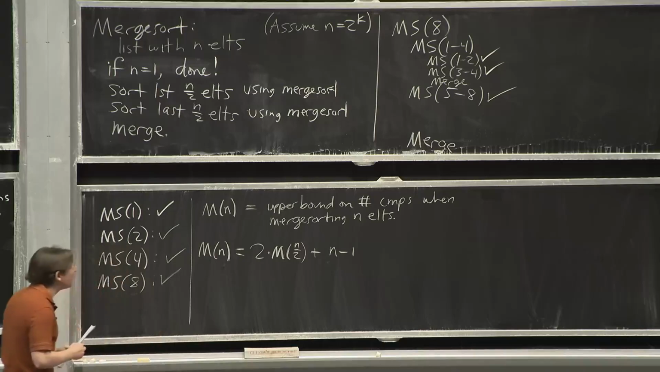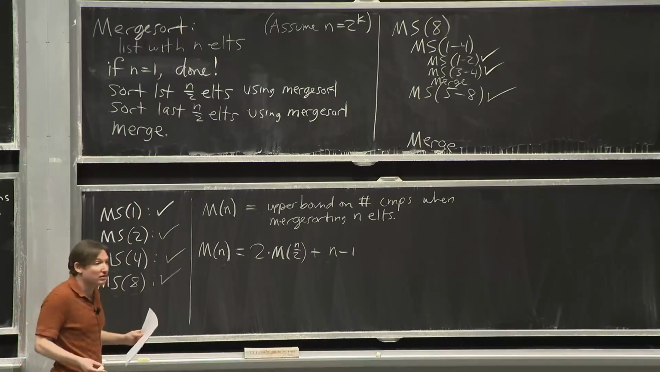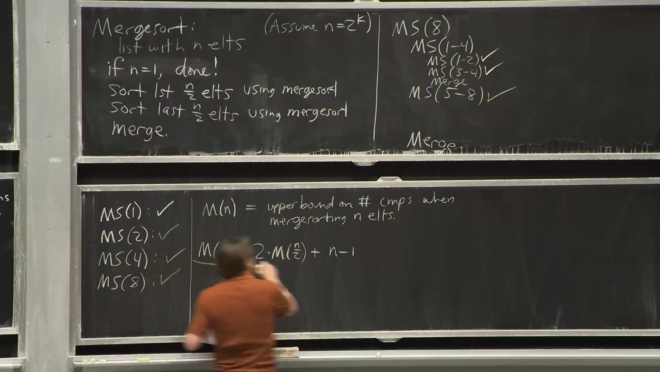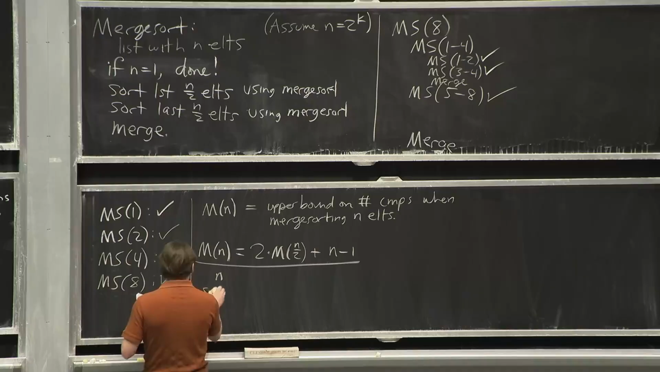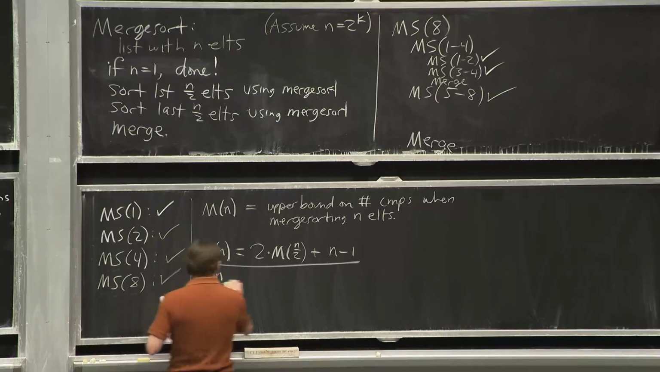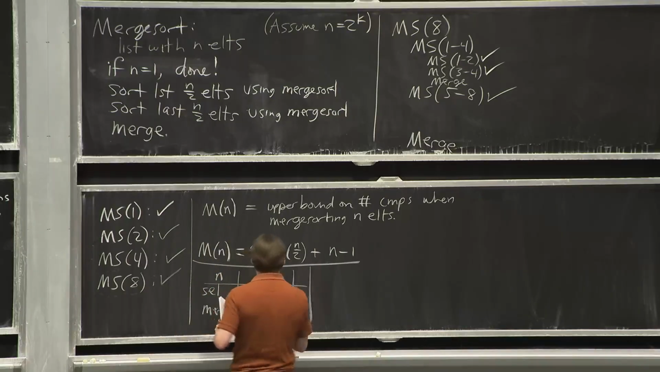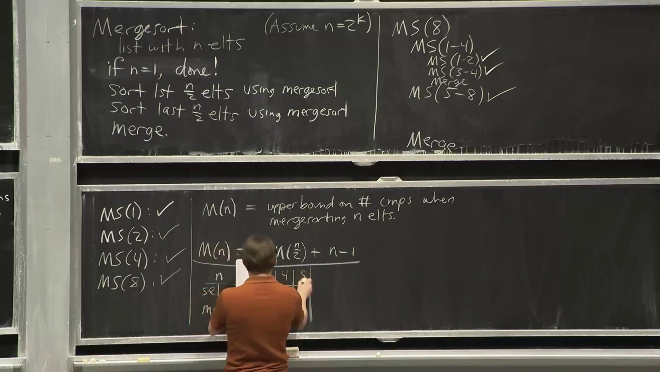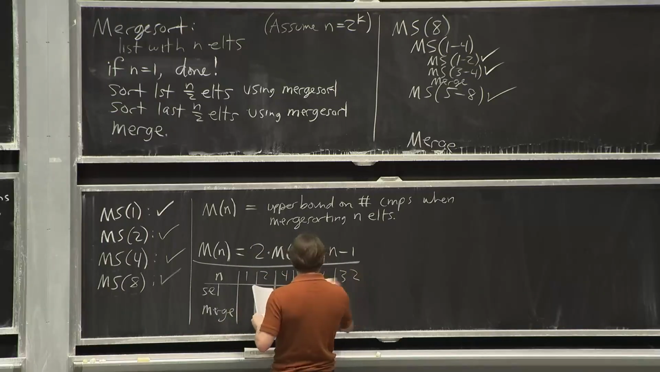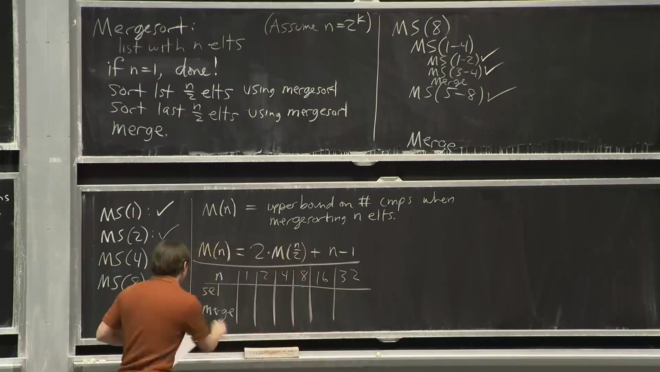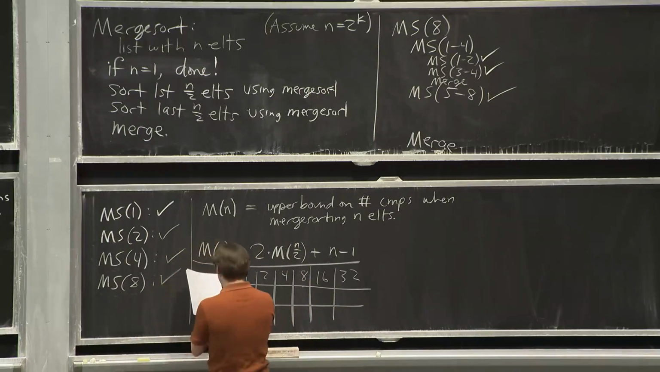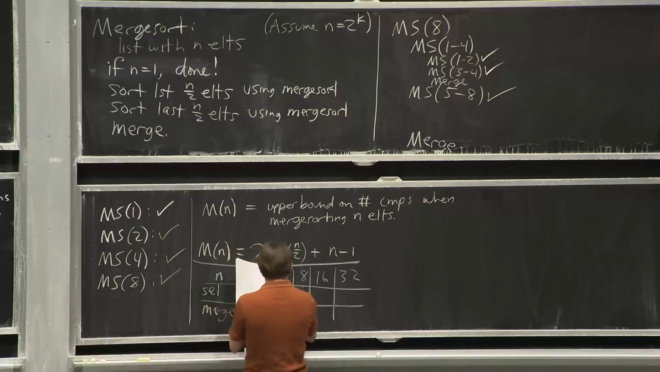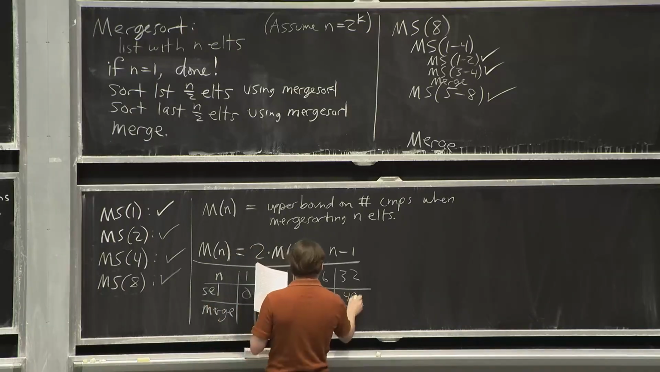OK, well, we have a recurrence. We can compute some terms and aim for a closed form, see if we can get an answer there. And let me write down some terms for us. Here's n, here's selection sort, and here's merge sort, just for comparison. n is 1, 2, 4, 8, 16, and 32. That should be enough to find a pattern, right? So for selection sort, that was the slow quadratic one. We had 0, 1, 6, 28, 120, and 496.